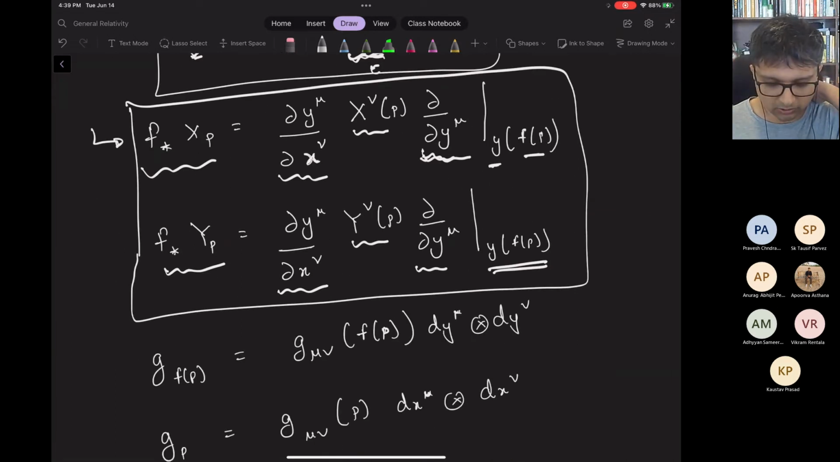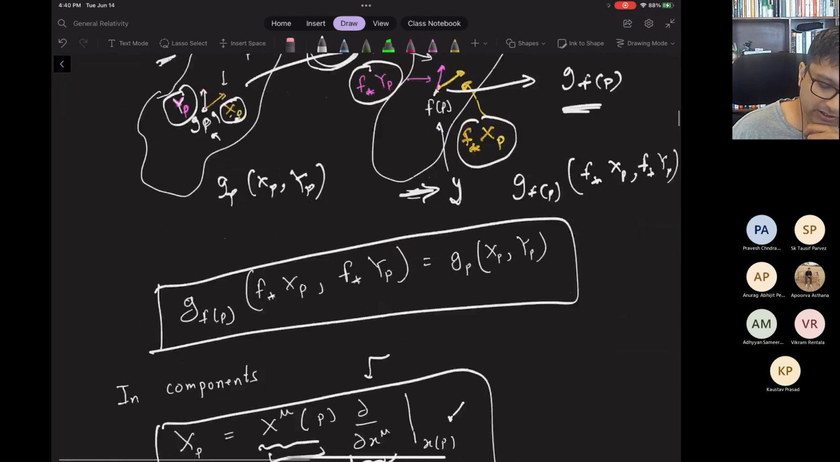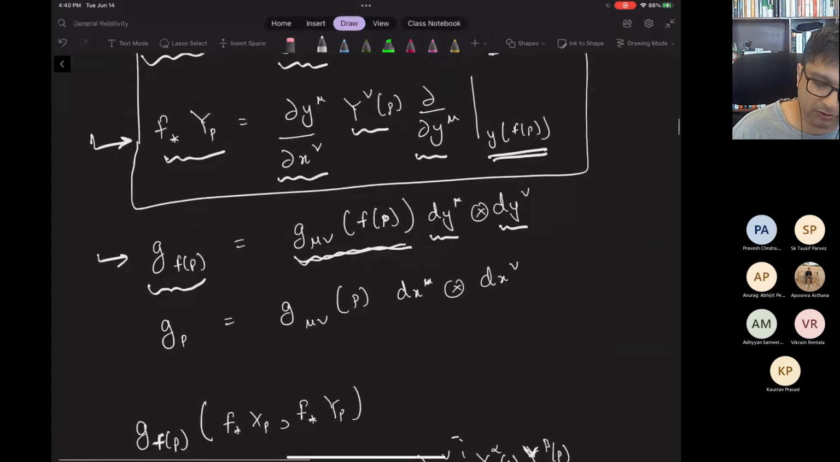Now G of F(P), this is the metric at the point F(P). For the metric at the point F(P), we're going to use the same basis in which we expanded these push forward vectors. So we'll use the corresponding dual basis, which is dy^μ dy^ν, and we'll use the metric at this point, which is G of F(P). So this is not a push forward. This is the metric at that point. This is G_μν of F(P).